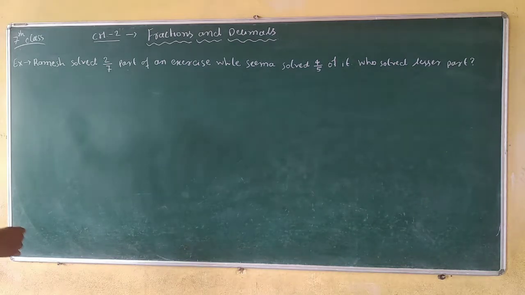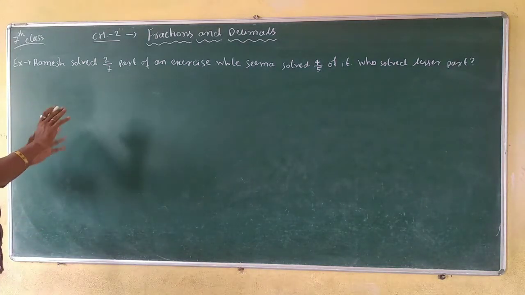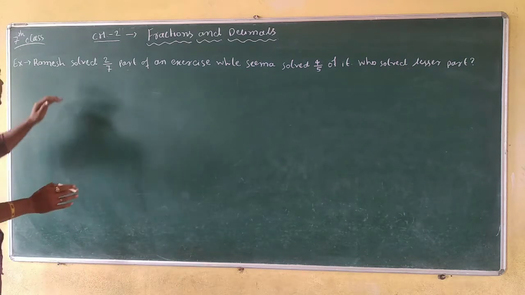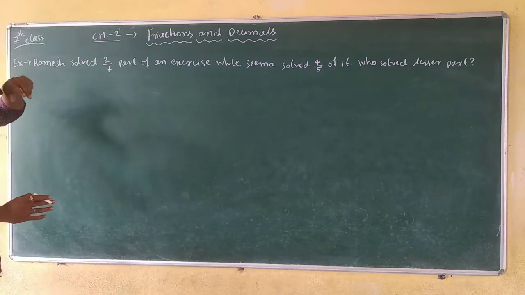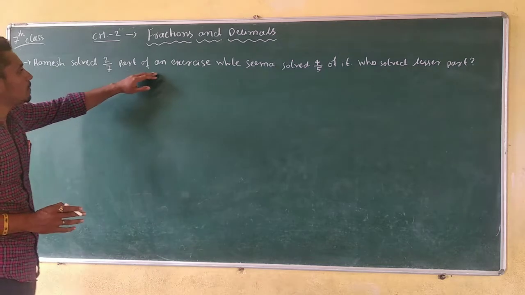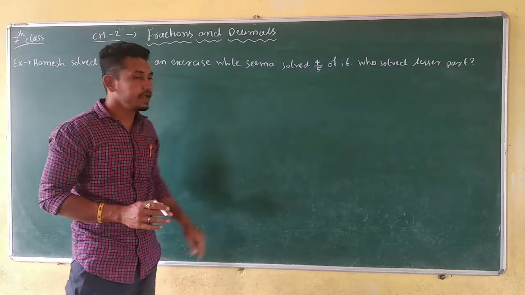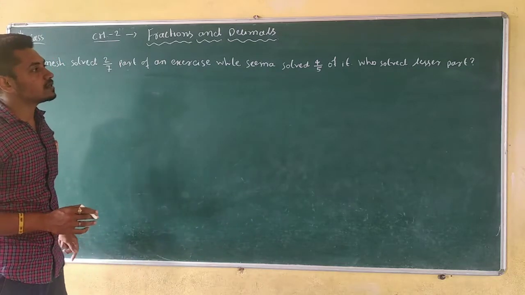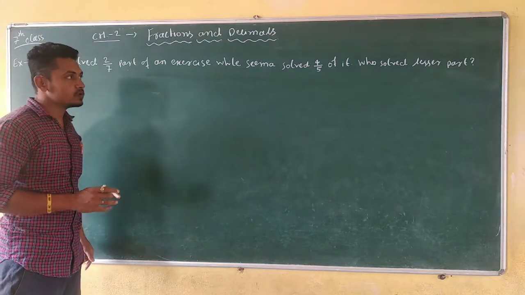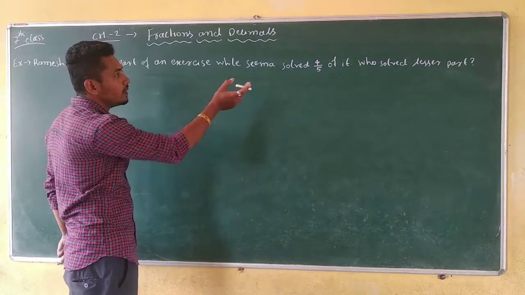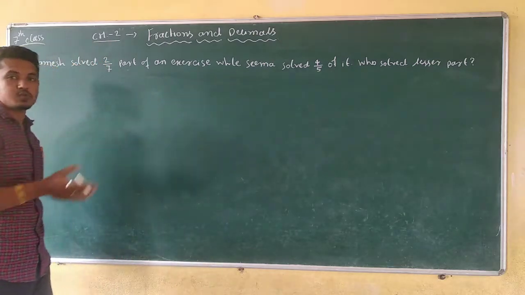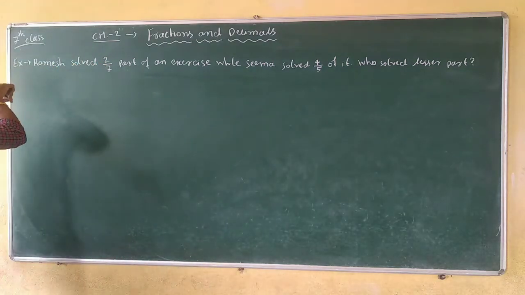Now see here, this is one question on the concept of comparison between fractions. Ramesh solved 2 divided by 4 parts of an exercise while Seema solved 4 divided by 5 of 8. Who solved the lesser part? So we have to find which fraction is smaller.